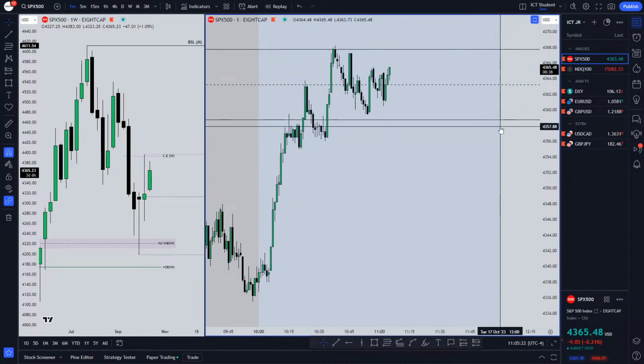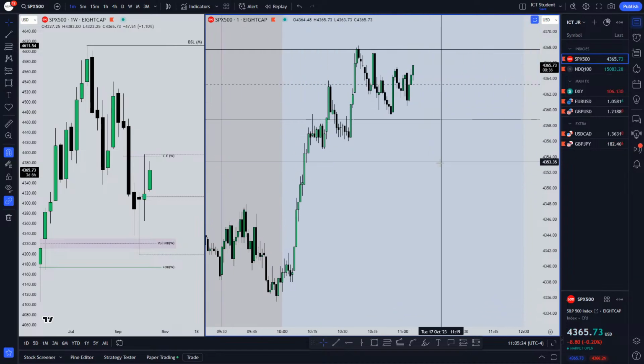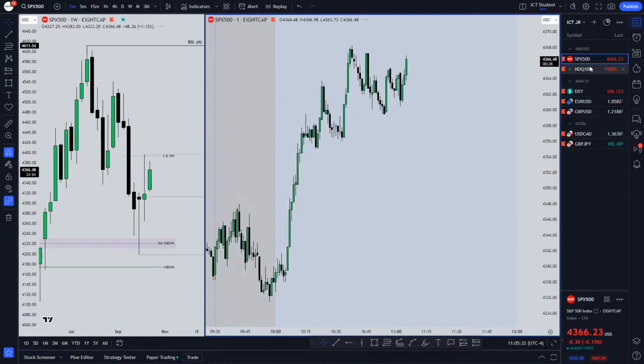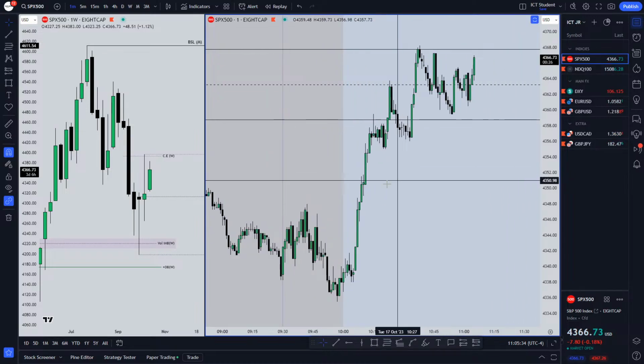I'm probably gonna end stream here at 12, so I'm just waiting for this London close to happen. I'm probably gonna go journal my trade from earlier, from the Euro trade. We were up around, not 2%, like 1%. It was a pretty good trade.